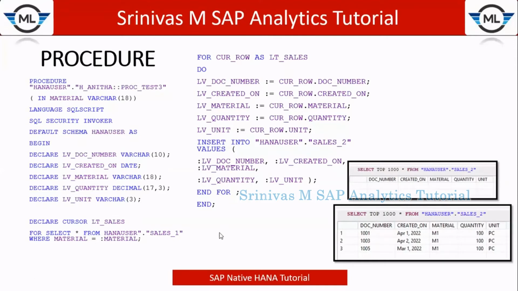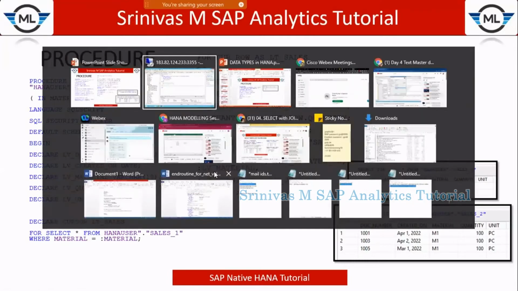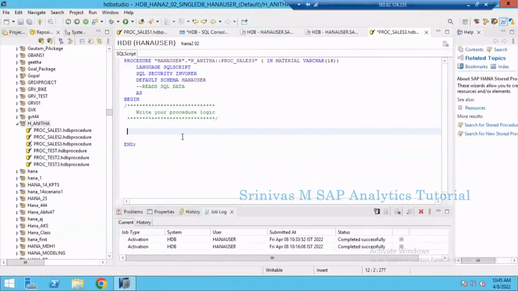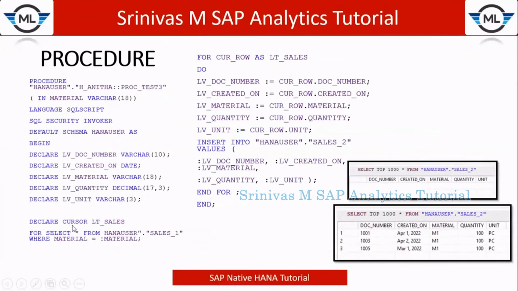Let's go into the system and write the code. Then I will try to explain how this code works in the Excel sheet. Okay. So first what I am going to do is declare one cursor like this. Declare cursor, and then I am going to write this SQL statement.